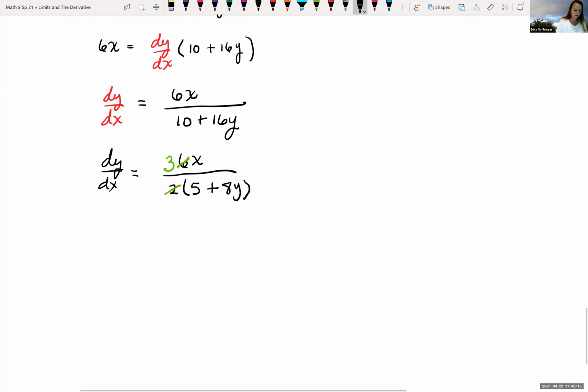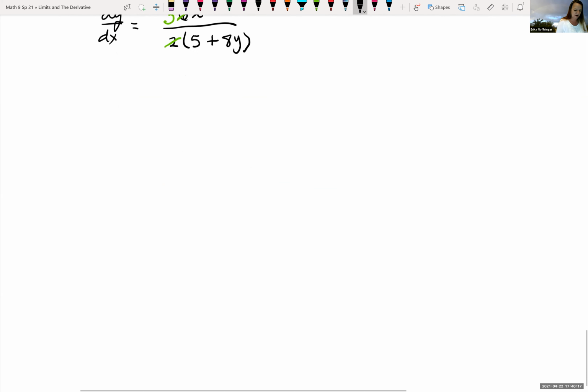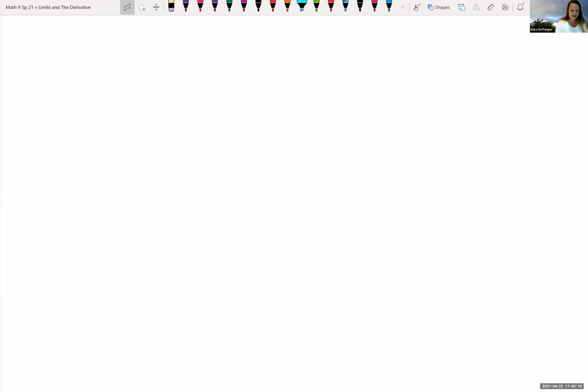So let's look at one more example before we bring it in, finding equations of tangent lines on equations in implicit form. So let's say you had 2y squared is equal to 5 plus x all over 5 minus x.